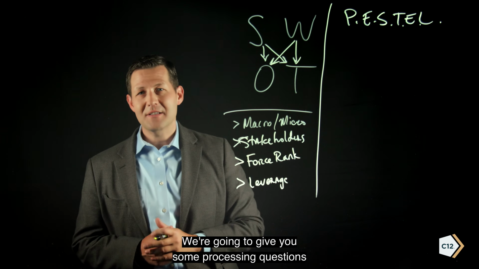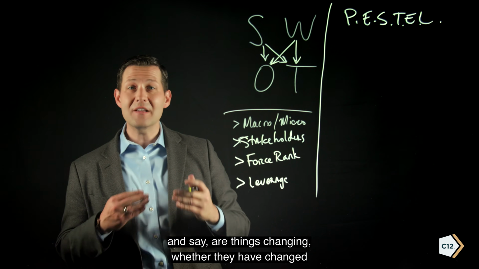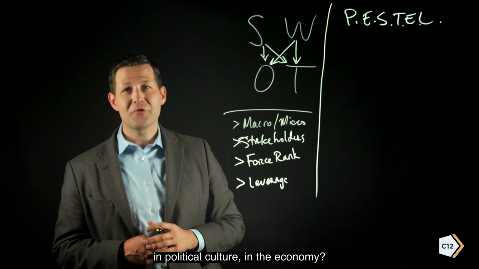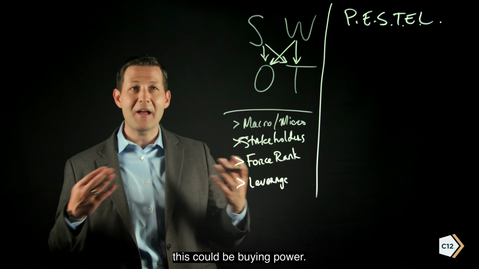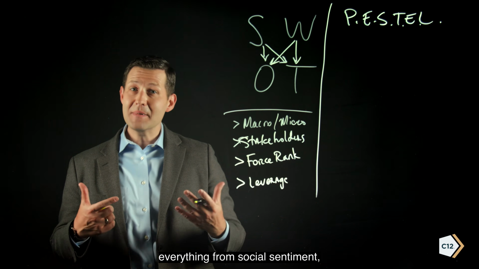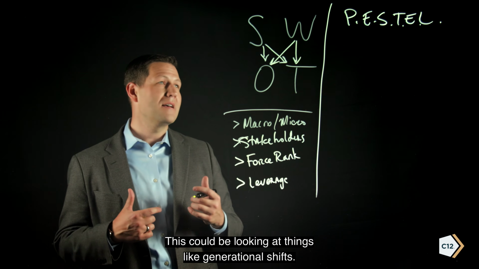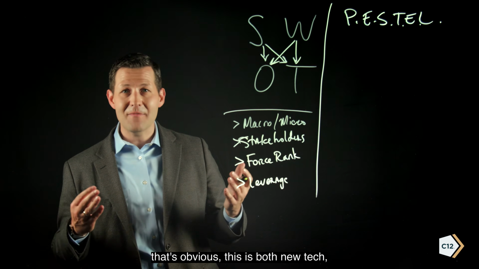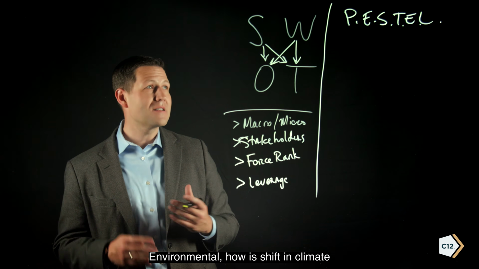We're going to give you some processing questions about how to use this, but essentially we want to look at these different domains and say, are things changing, whether they have changed or they're about to change, in political culture, in the economy? This could be interest rates, liquidity, this could be buying power. Society, social things could be everything from social sentiment, this could be consumer mindset and trends, this could be looking at things like generational shifts. When you get to technology, that's obvious, this is both new tech, but tech expectation, tech possibilities.